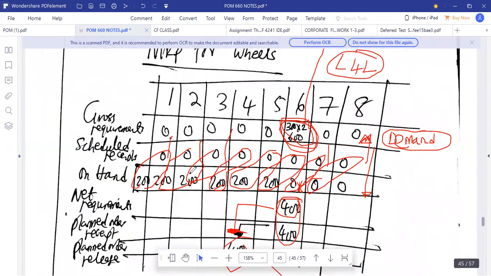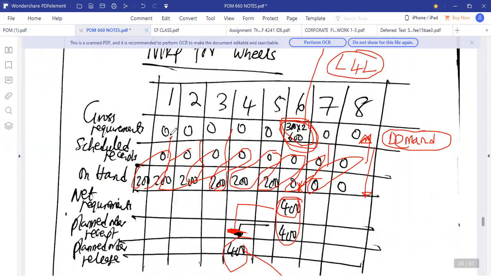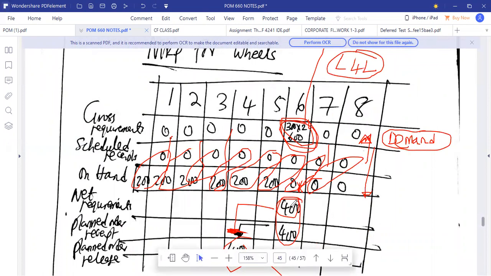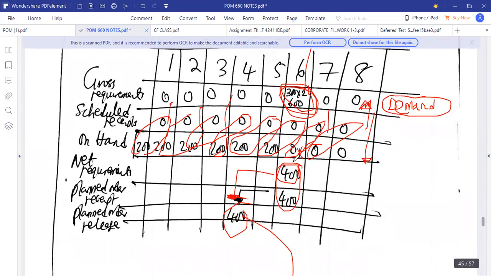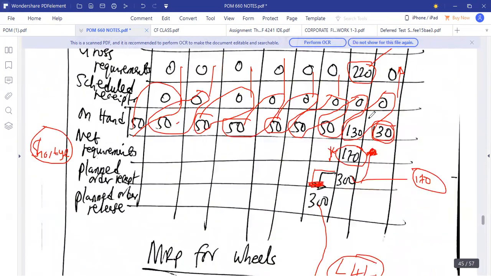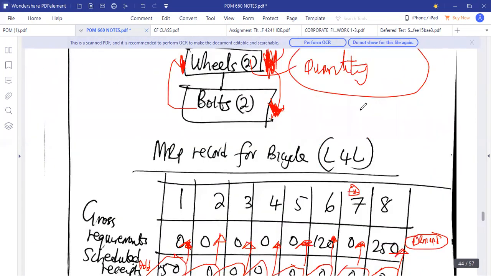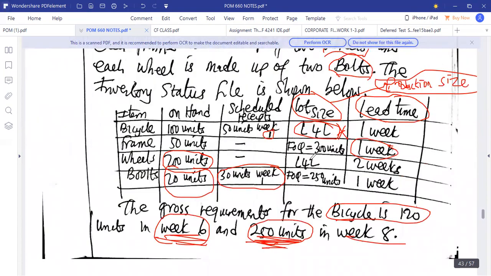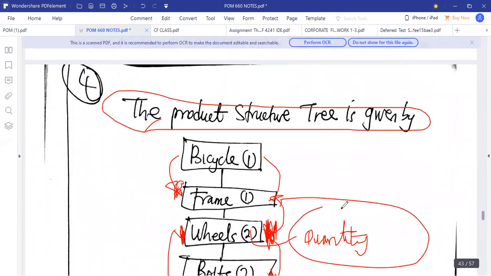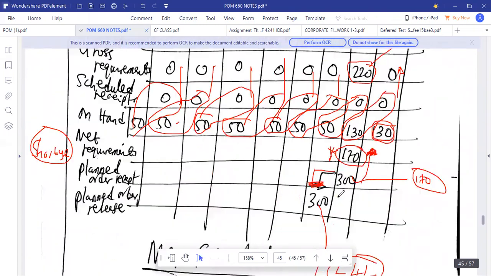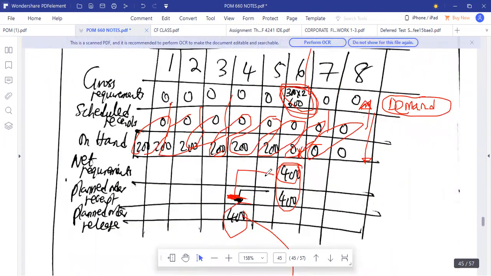So you can now put on hand there, plus that one minus that one. Then we have the net requirement in week 6 of 400. Then you order the same 400 in that week. You're ordering the net requirement. That's what lot for lot means. Then you check the lead time. So for the wheels, you go and check the lead time, which is 2 weeks. So you come and check for the wheels, lead time 2 weeks before.